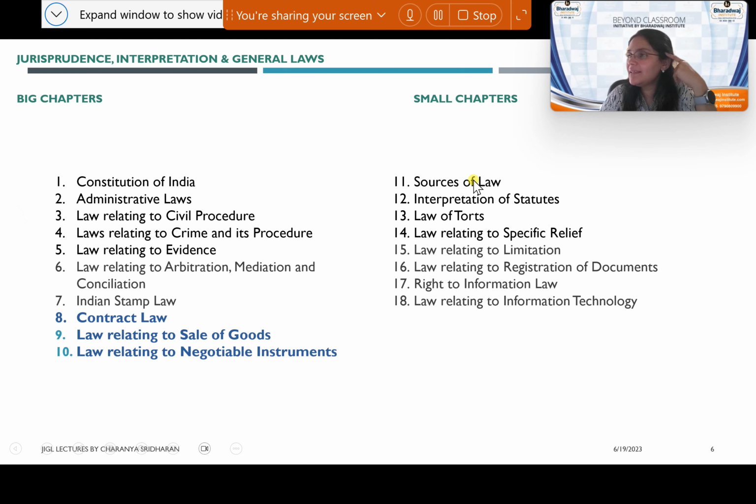Yeah. The next chapter, sources of law. Sources of law is a small one, a dry one, both. Interpretation also I would rank as small only, but despite the fact it is a small chapter, I will take 2 classes fully for interpretation.